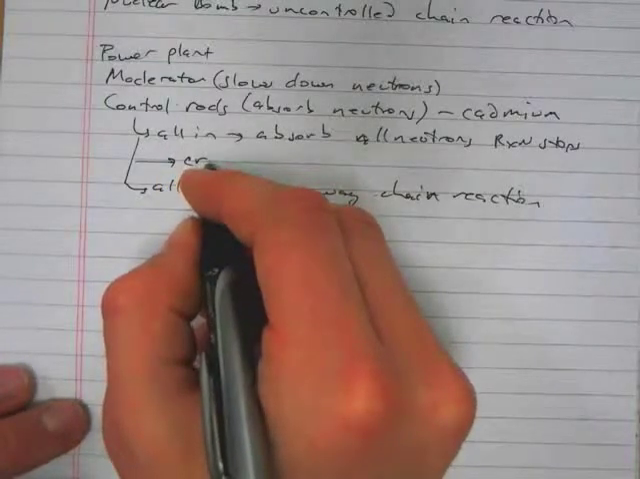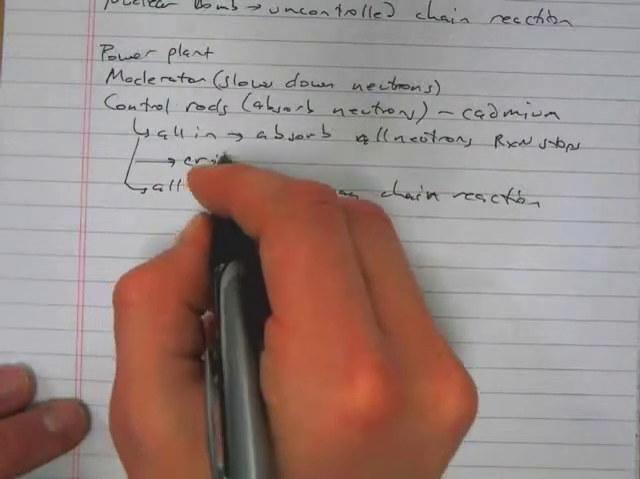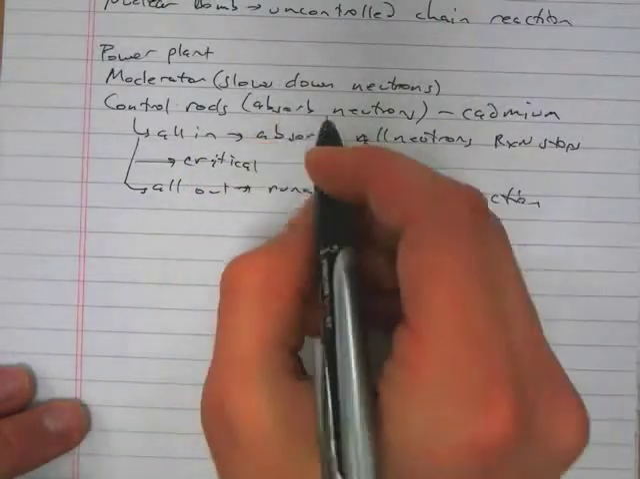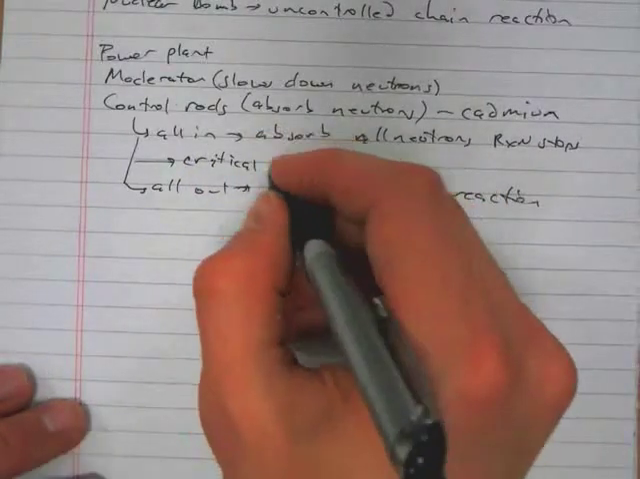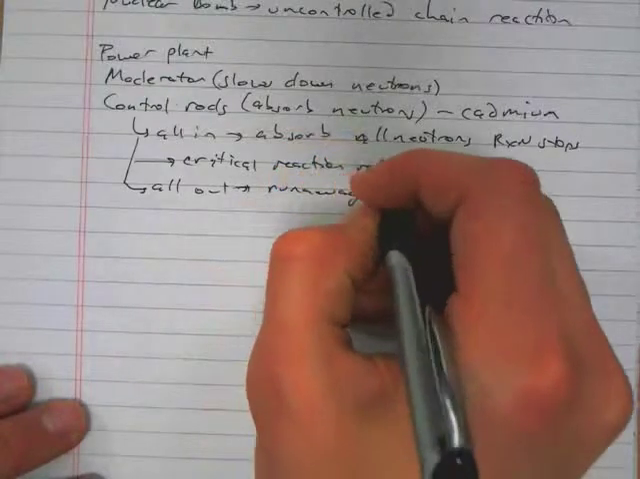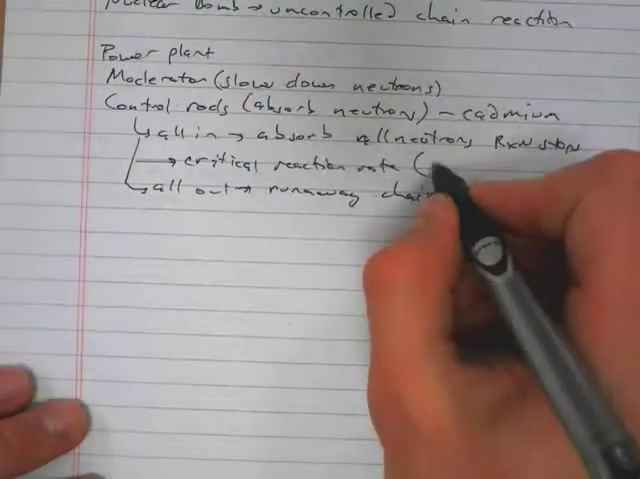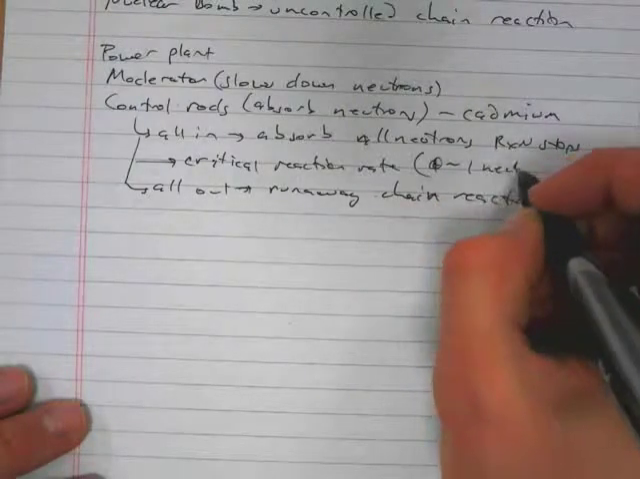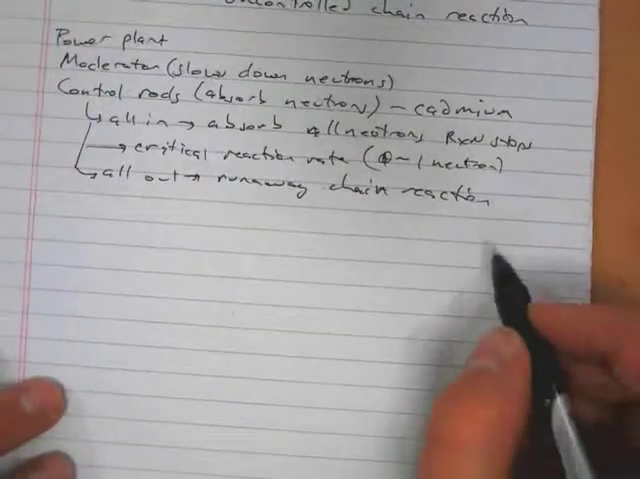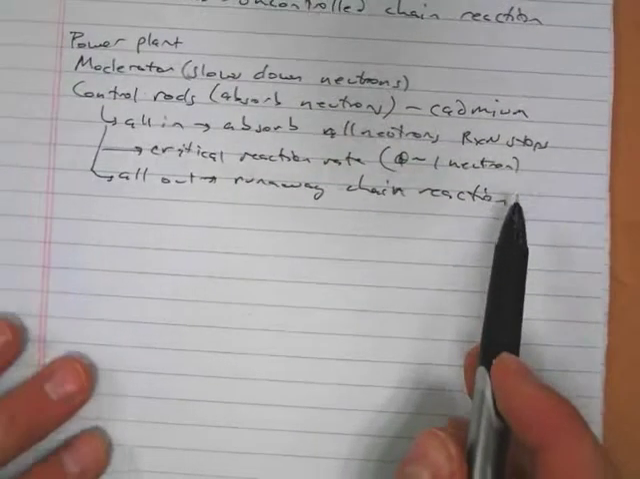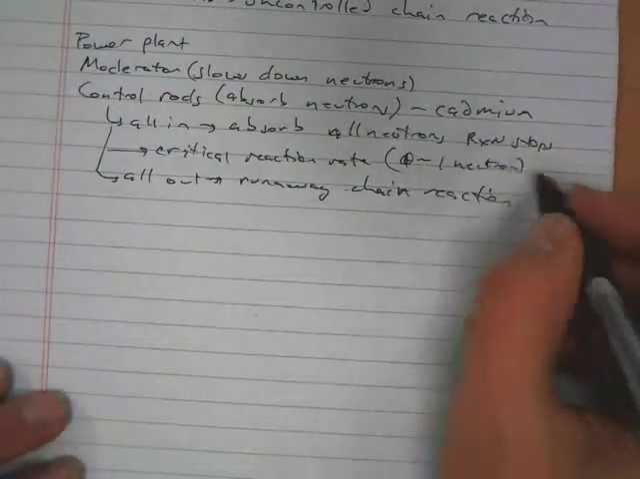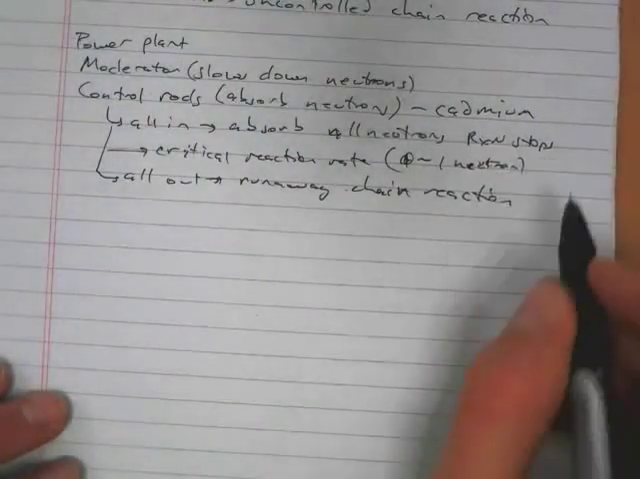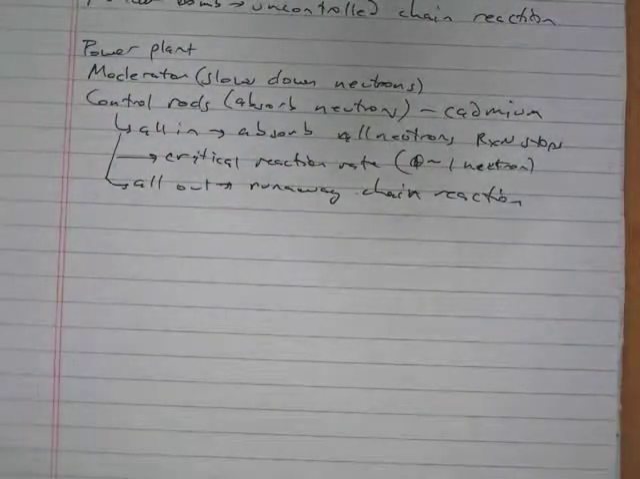So you want to be somewhere in between, and that is what is called the critical reaction rate. They try to make it so that there is about one neutron that is not being absorbed, that is continuing the reaction. So there's the same amount reacting at any given time. You have a fairly consistent energy output, and we're able to productively convert that into electrical energy. So that's how nuclear fission works.